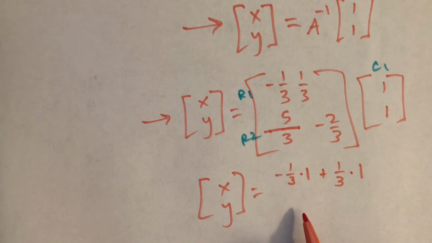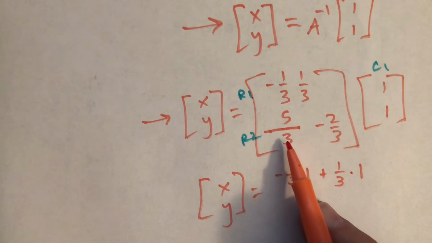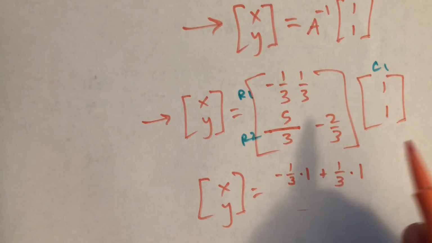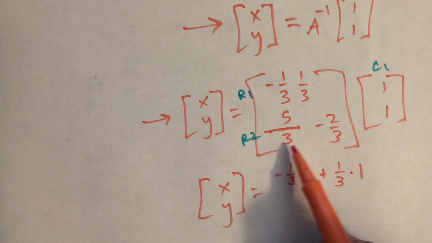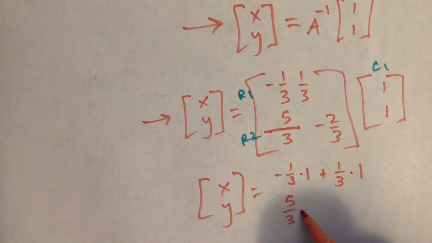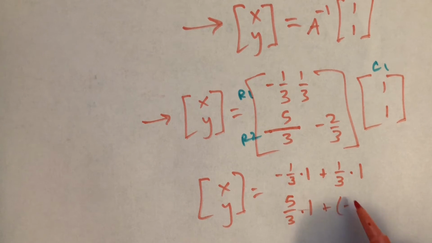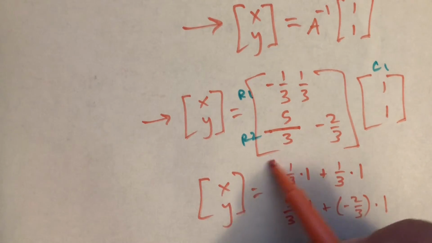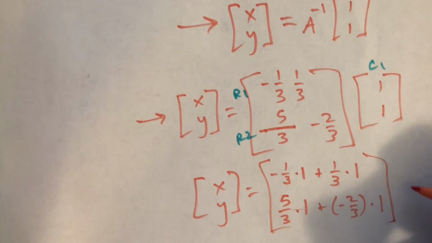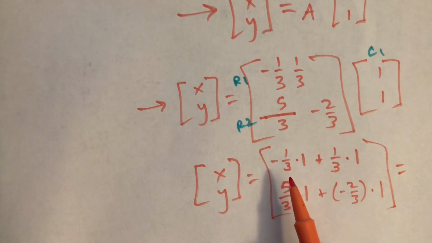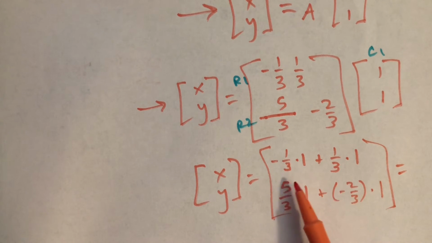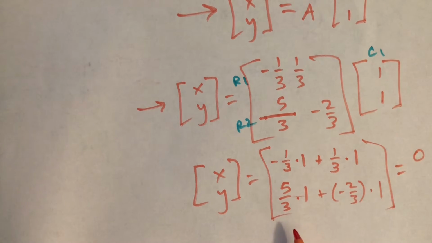Okay, and then in the bottom position, I'm going to have this guy. So I've got 5/3 times 1 plus -2/3 times 1, and that's going to be my matrix there. And we can add these things together. So I've got -1/3 times 1, that's a -1/3, plus 1/3 times 1, so that's -1/3 plus 1/3, that's 0. And then I've got 5/3 plus -2/3. Okay, so 5 minus 2 is 3 over 3, that'd be 1.